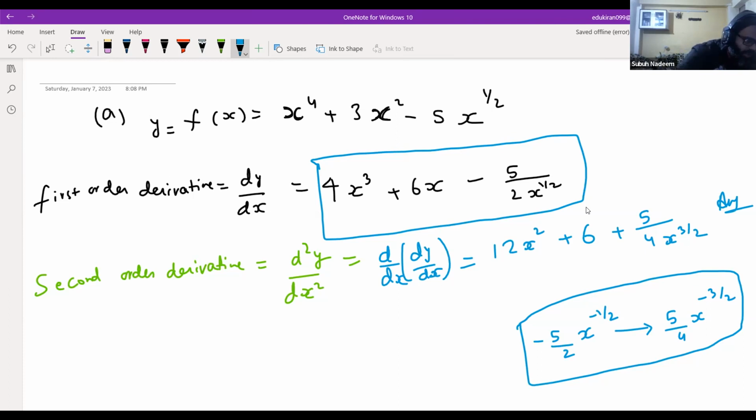Similarly, can you try the next one? Yes, sir, I'll do it. So you have to do it step by step. First differentiate this, whatever you will get, then think about differentiating that.